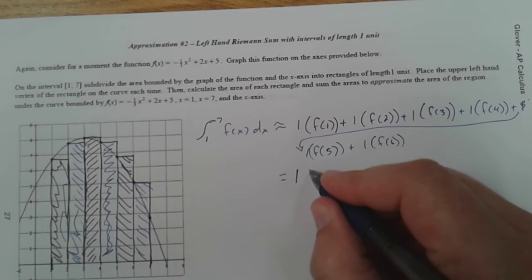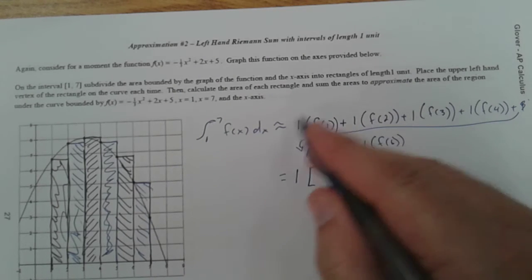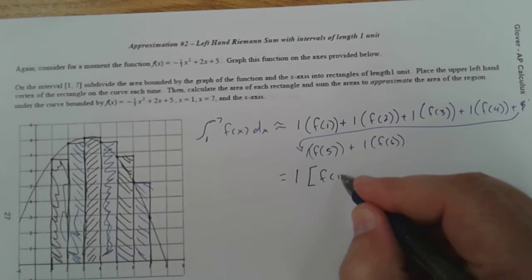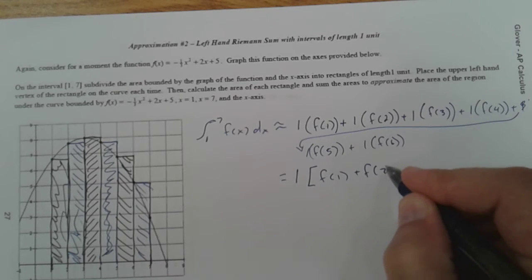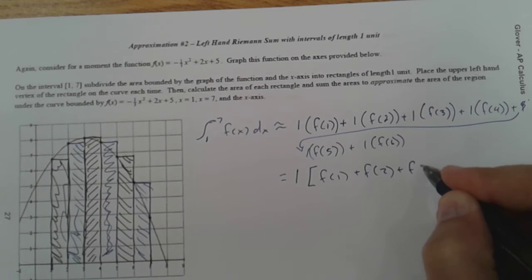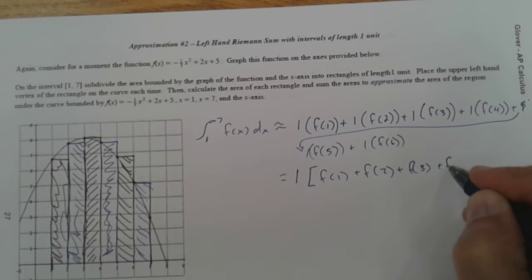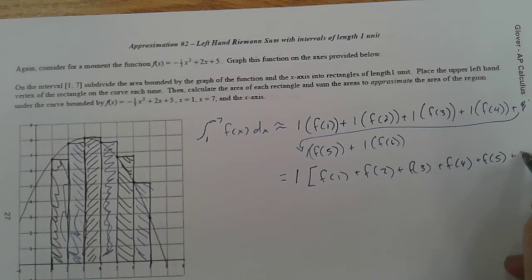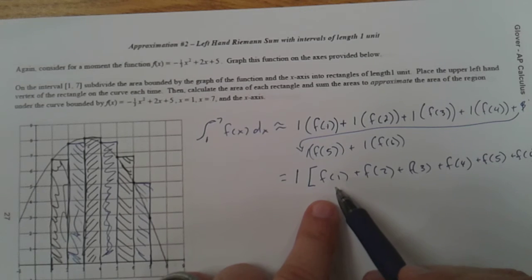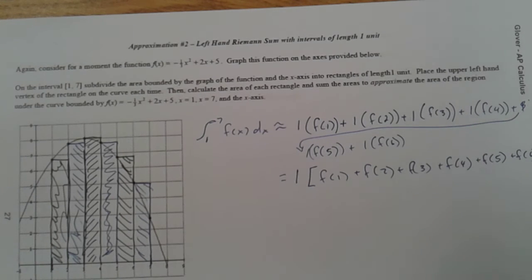If I had the same interval, it's just going to be 1 times, I could pull that 1 out, and I have f of 1 plus f of 2 plus f of 3 plus f of 4 plus f of 5 plus f of 6. See, what this allows us to do is we do it quicker in our calculator. Remember, you have that little note. I want to pause this, grab my calculator.